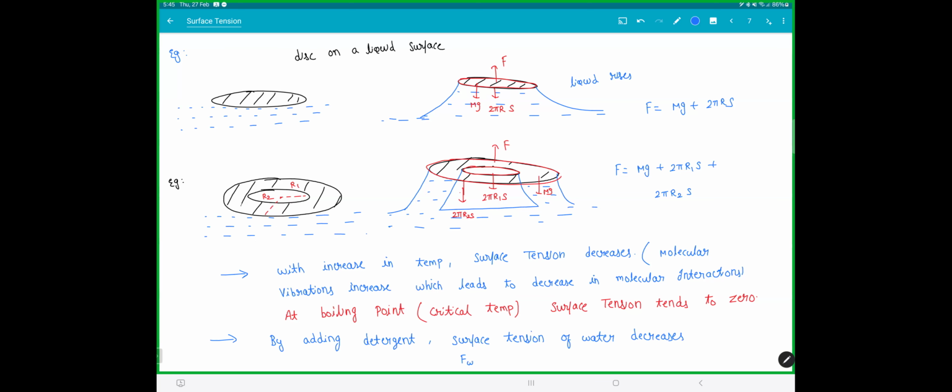Basically, the force between water molecules is greater than the force between water and detergent. So you are replacing stronger molecules with weaker ones, so interaction decreases. There are a few theoretical questions. They'll ask you statement questions like this, so you should know.